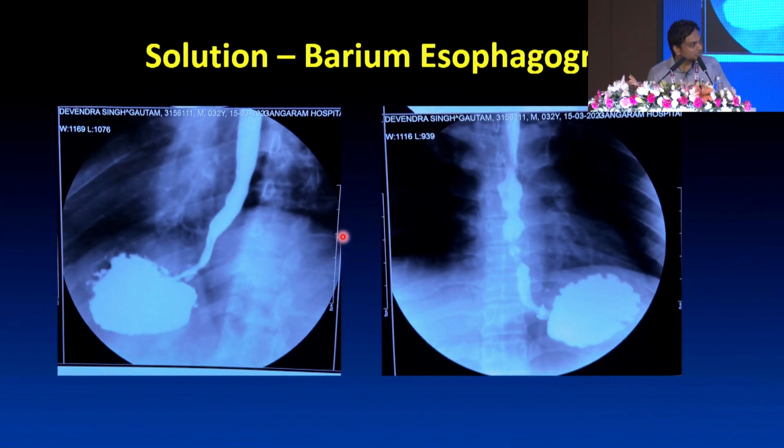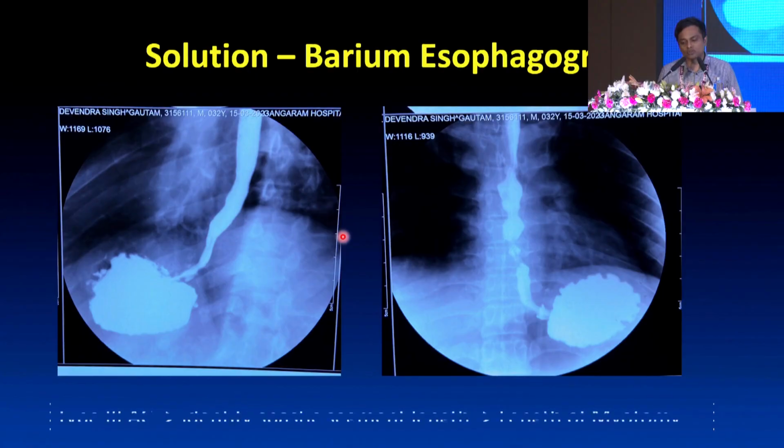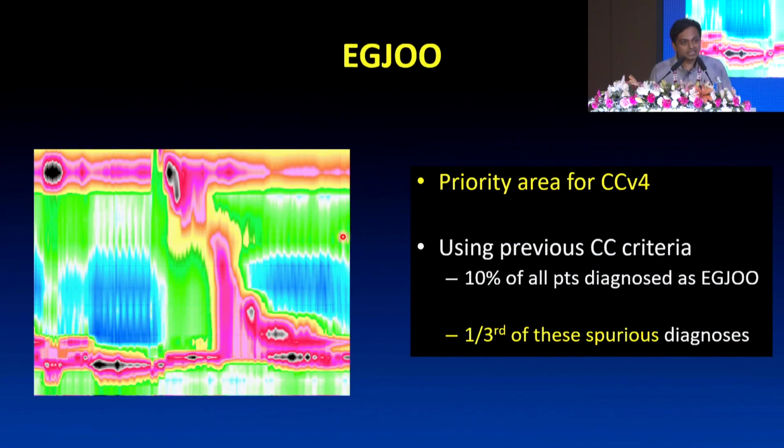So here I think using a barium add-on really helps you, and it tells us about the spastic segment that is actually there. So if it's a type 3 with a long spastic segment, you will go in for a longer myotomy. EGJ outflow obstruction is one of the most common diagnoses that the machine gives us.